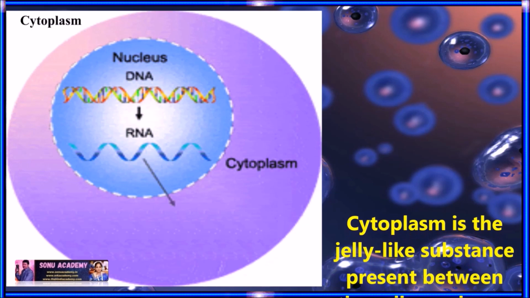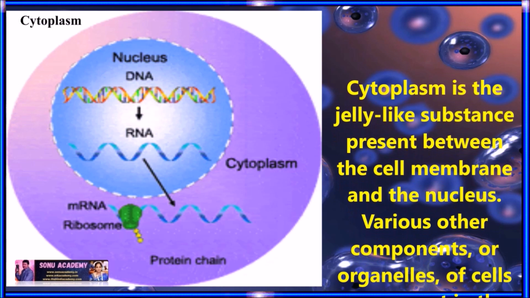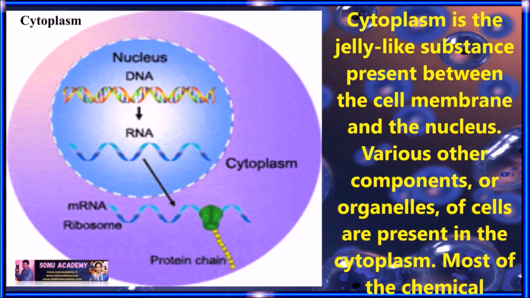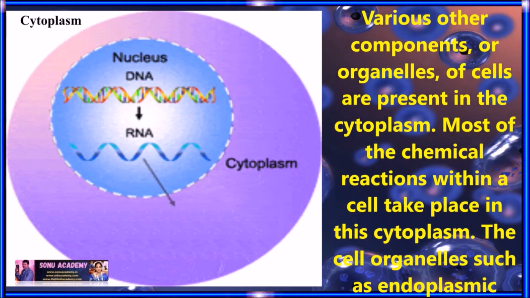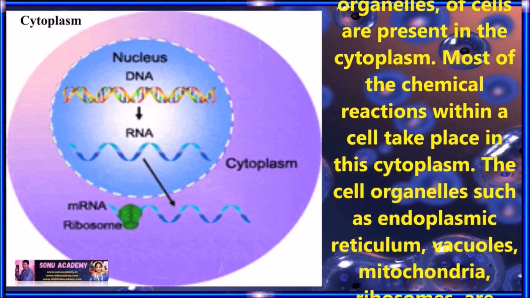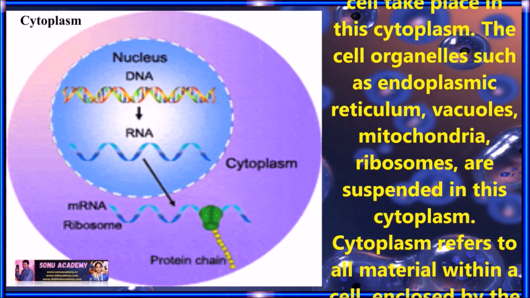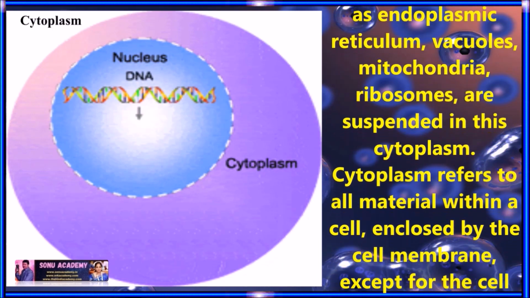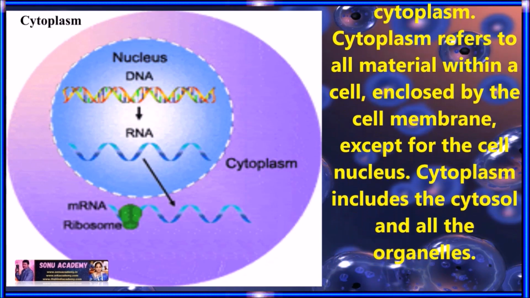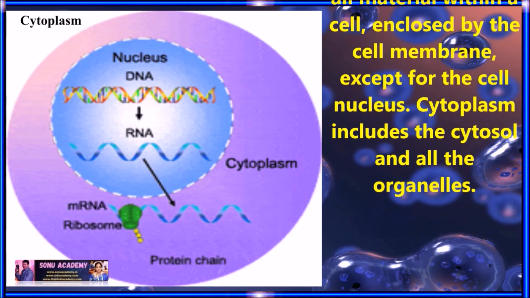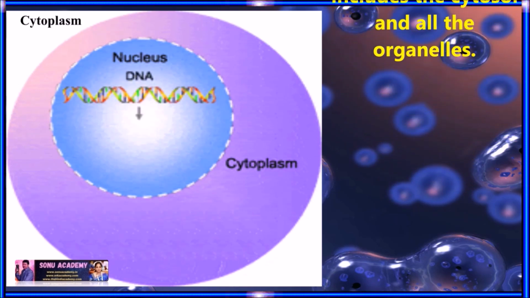Cytoplasm. Cytoplasm is a jelly-like substance present in between the cell membrane and the nucleus. Various other components or organelles of cells are present in the cytoplasm. Most of the chemical reactions within a cell take place in this cytoplasm. The cell organelles such as endoplasmic reticulum, vacuoles, mitochondria, ribosomes are suspended in this cytoplasm. Cytoplasm refers to all material within a cell enclosed by the cell membrane except for the cell nucleus. Cytoplasm includes the cytosol and all the organelles.